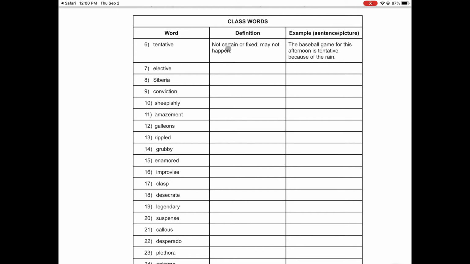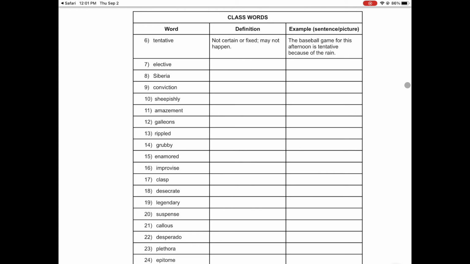What really is the important part is the example, where you use either a sentence or a picture that illustrates, shows me that you know or understand what that word means. So the goal for today is going to be to define and use the next 4 words. We have elective, Siberia, conviction, and then sheepishly. And actually, I'm going to talk about number 7 right now. We can just do that.